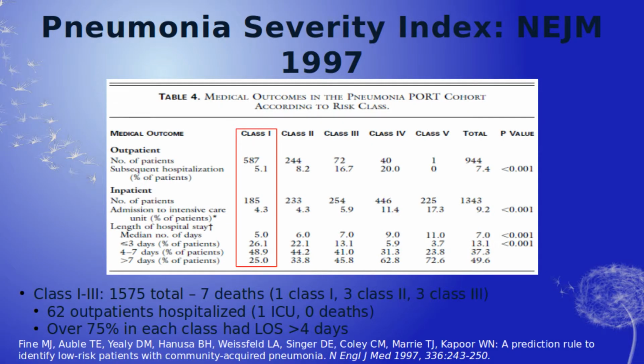So further looking at this class specifically, we can see that in total, for patients that would be classified as low risk by the PSI, and that's classes 1 to 3, there were 7 deaths overall. Only one of those deaths was in class 1. But also within class 1 specifically, 5.1% of outpatients required further hospitalization, one of them being into the ICU. And over 75% of class 1 patients that were admitted initially had length of stays longer than 4 days.